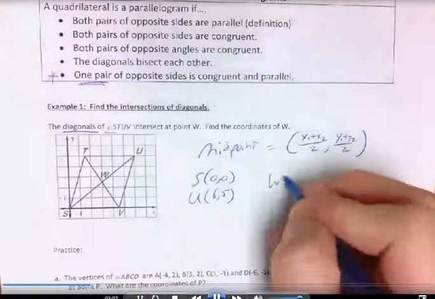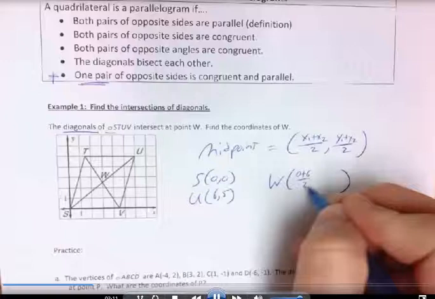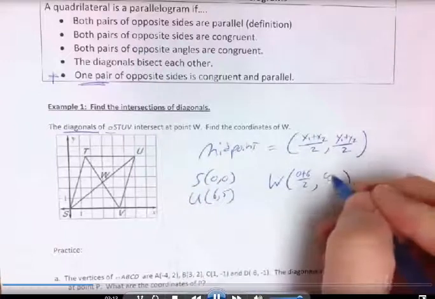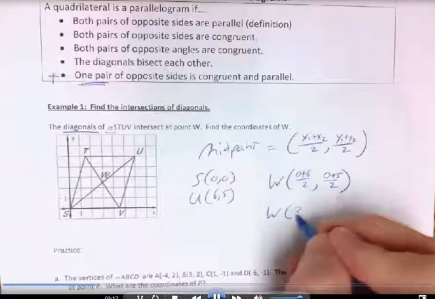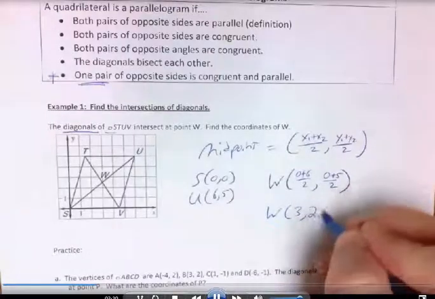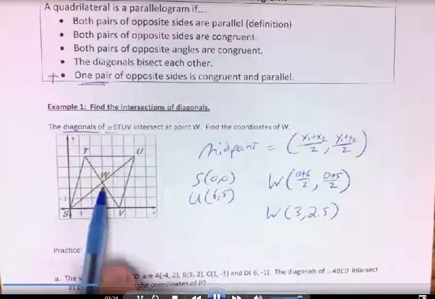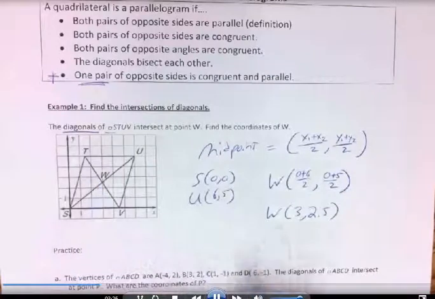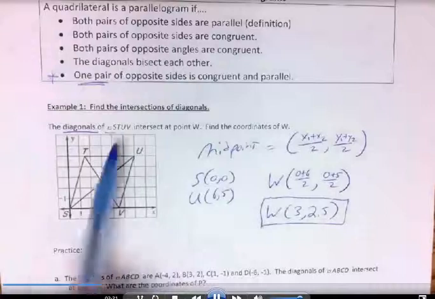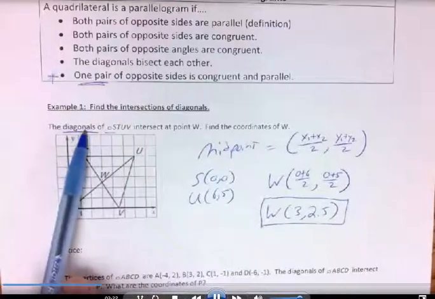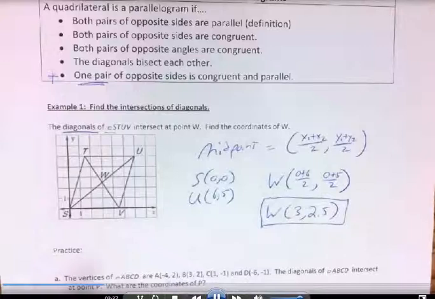So the midpoint W is going to be at (0 plus 6) over 2 and (0 plus 5) over 2. So W is going to be at 6 over 2 is 3, 5 over 2 is 2.5. Let's see if that makes sense. 1, 2, 3. 1, 2, 3, and it's in between, so yeah, (3, 2.5) makes perfect sense. So the key to this one is to recognize that the diagonals have to actually meet at the midpoint. So that's why you would use the midpoint formula.